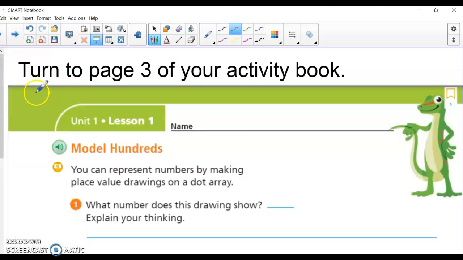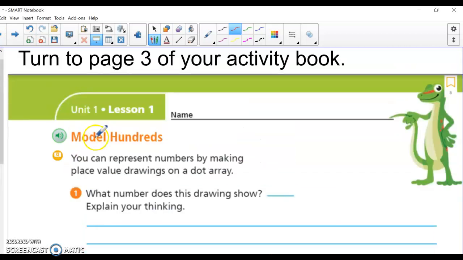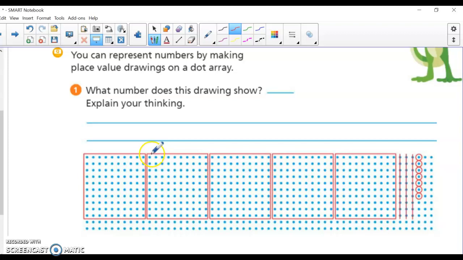Okay? So now I want to look at page 3 of your activity book. Okay? So we have this number right here. Well, these squares, we know, our flats are our groups of 100. So what number does this drawing show? Well, let's go ahead and look at this. We have 1, 2, 3, 4, 5. So we have 500. How many tens? Remember, these are quick tens. 1, 2, 3 tens. So 10, 20, 30. And then our last one, group of ones, let's count our ones.